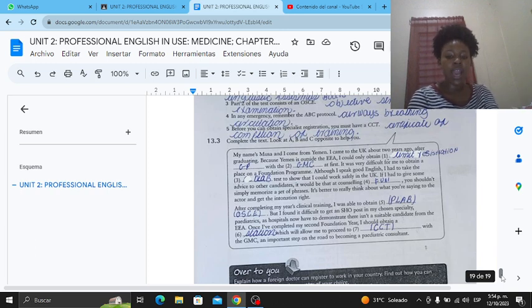I should then be able to progress to a CCT with the GMC, an important step on the road to becoming a pediatric consultant.